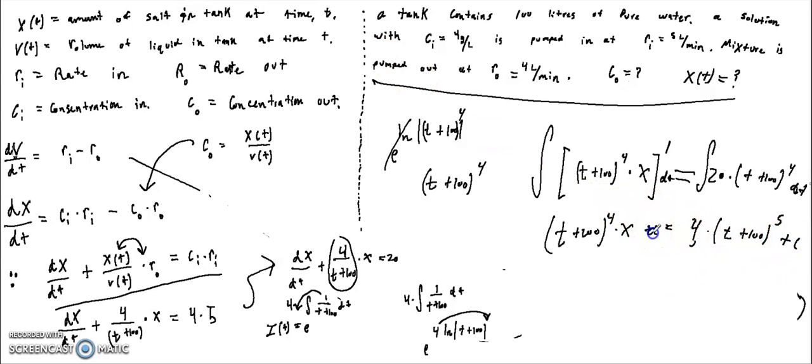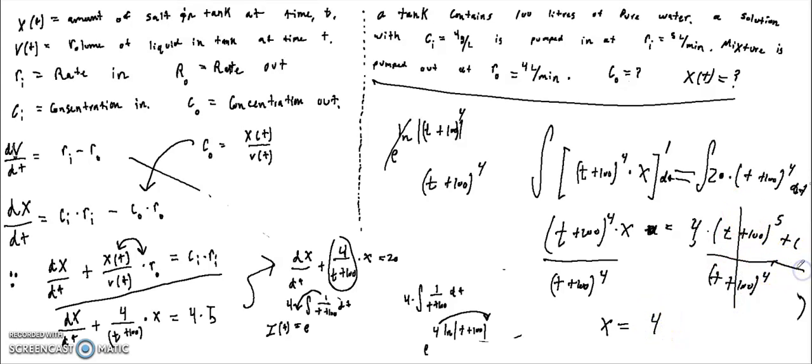And we still have this plus c, and the other plus c absorbs it, so we divide by t plus 100 to the 4th. And we get x equals 4. This cancels out. And then we have c over t plus 100. So t plus 100 to the 1st degree plus c over t plus 100 to the 4th. And now we know x of 0 equals 0.